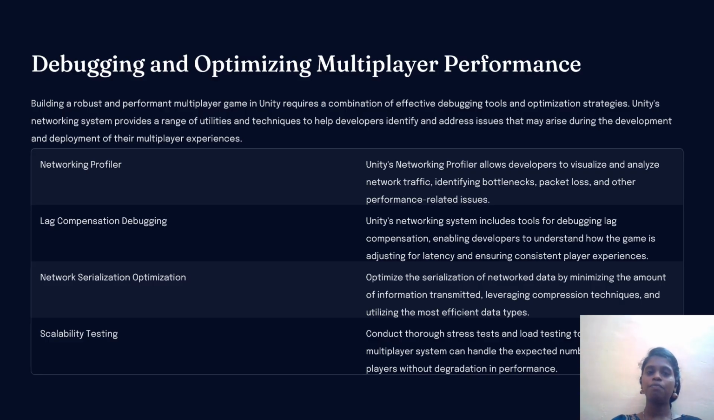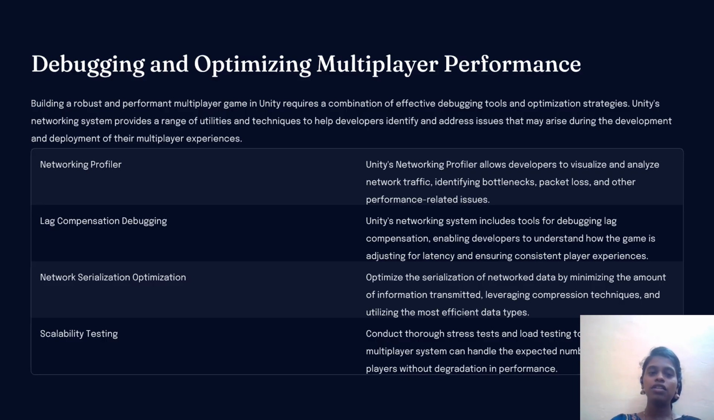Building robust and performant multiplayer games in Unity requires a combination of effective debugging tools and optimization strategies. Unity networking systems provide a range of utilities and techniques to help developers identify and address issues that may arise during the development and deployment of their multiplayer experiences. These are the networking profiler, lag compensation debugging, network serialization optimization, and scalability testing.